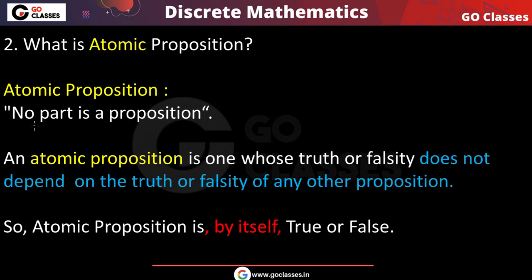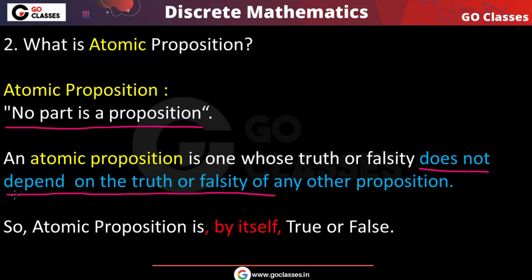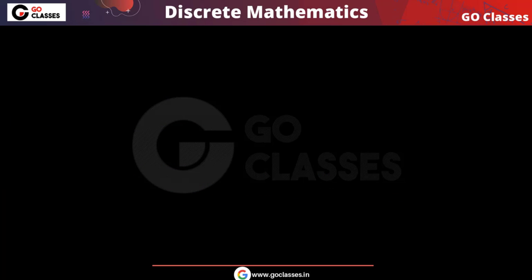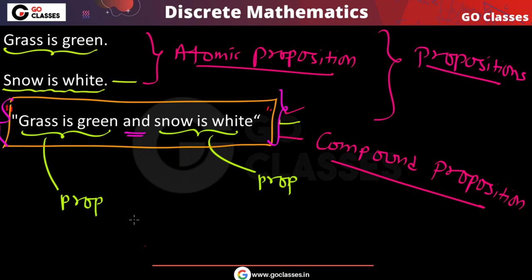What is an atomic proposition? This is a proposition in which no part is a proposition. This is a very important point. Atomic proposition means no part is a proposition, or a proposition whose truth value, whether it is true or false, does not depend on the truth value of any other proposition. Similarly, an atomic proposition is by itself true or false. It is either true or false, but the truth value does not depend on anyone else.